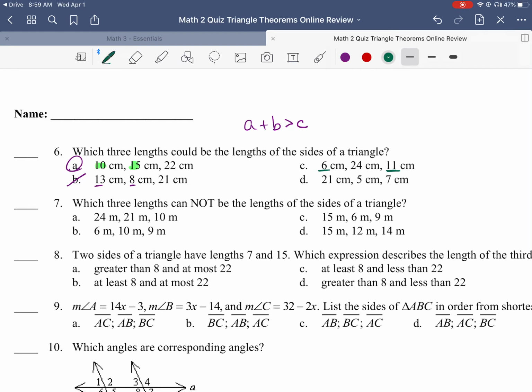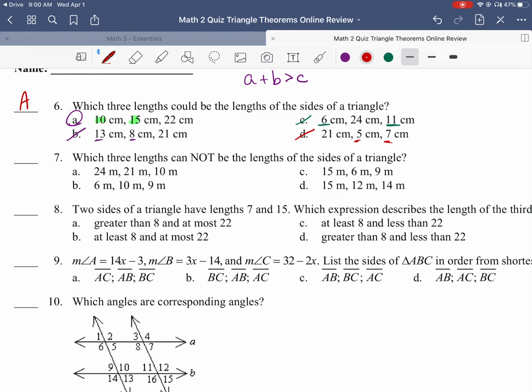6 and 11 are the 2 small sides. 6 plus 11 is 18. 18 is not bigger than 24. And last but not least, 5 and 7. Add those together is 12. 12 is not bigger than 21. So it is A.